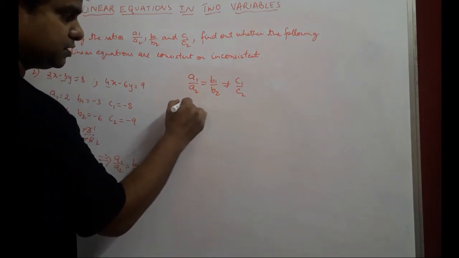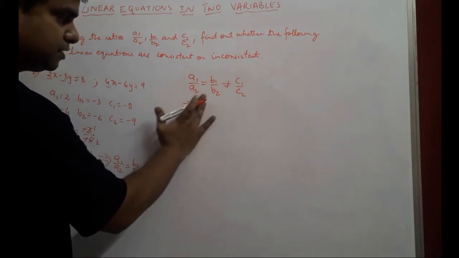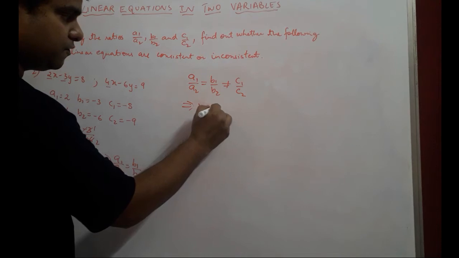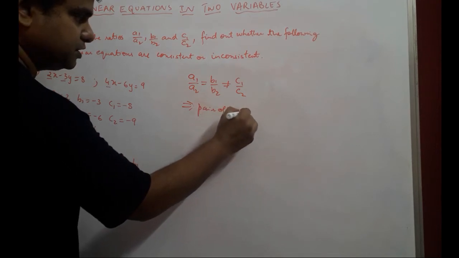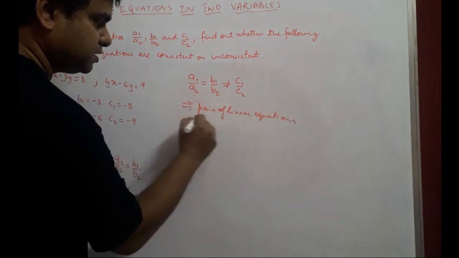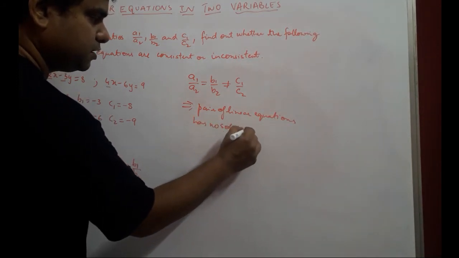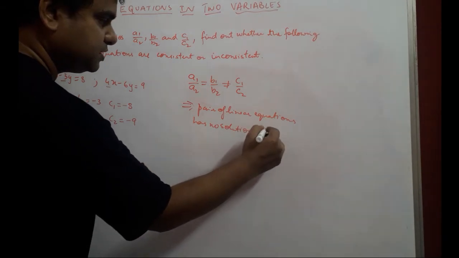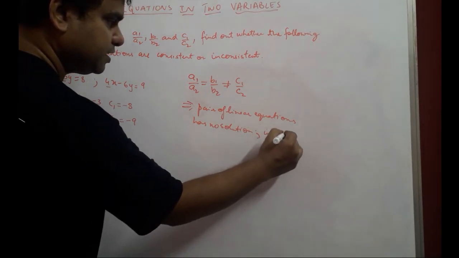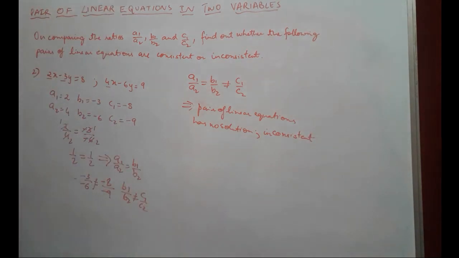Okay, so this implies that this pair of linear equations has no solution. Okay, and this means that it is inconsistent. Okay, it is inconsistent.